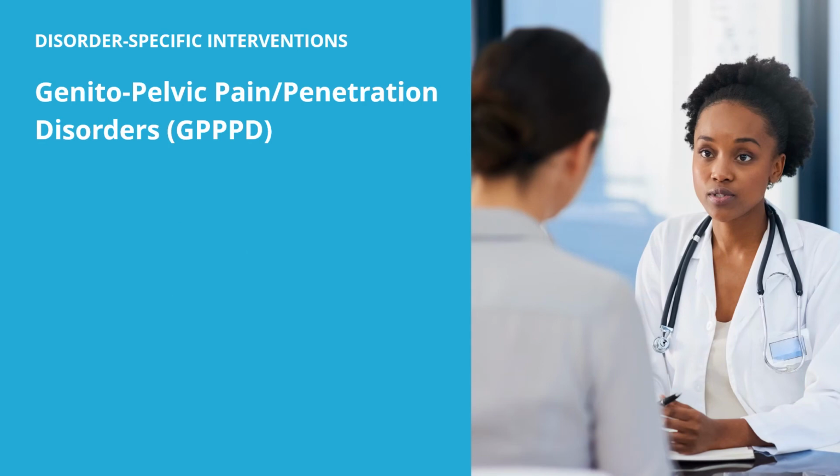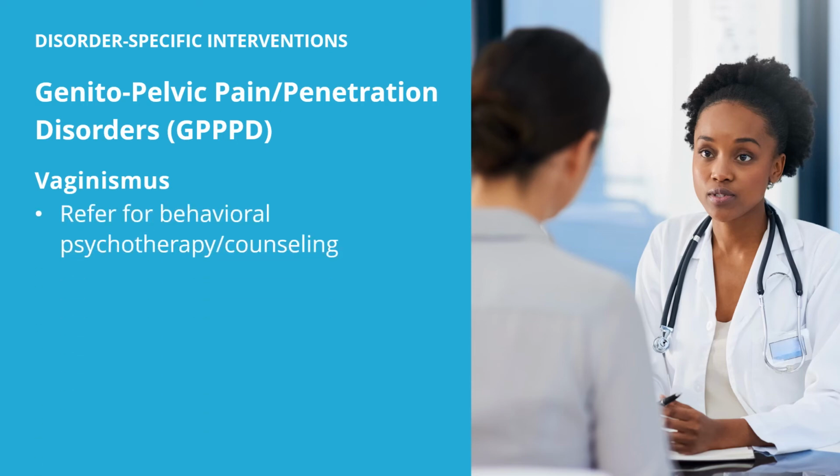New terminology now considers vaginismus part of GPPPD. It is the involuntary spasm of the musculature of the outer third of the vagina that interferes with sexual intercourse. Treatment typically involves systematic desensitization, a combination of cognitive and behavioral psychotherapy counseling to help a woman overcome anticipatory anxiety about pain on penetration and progressive vaginal dilation.